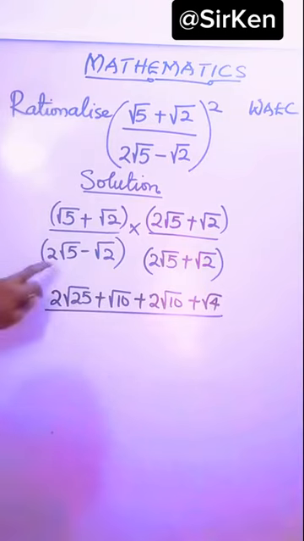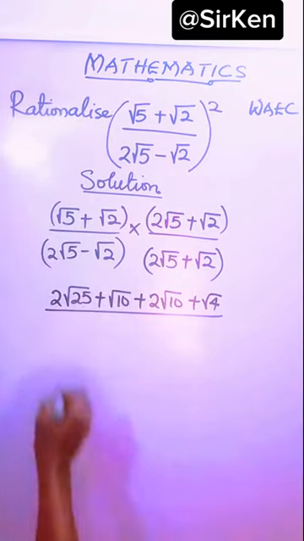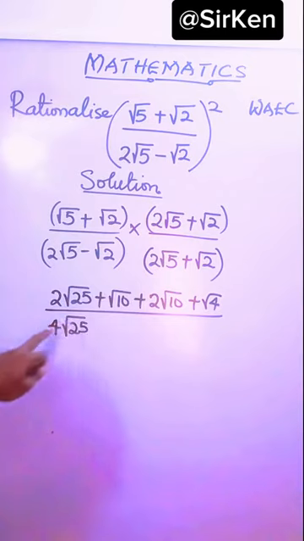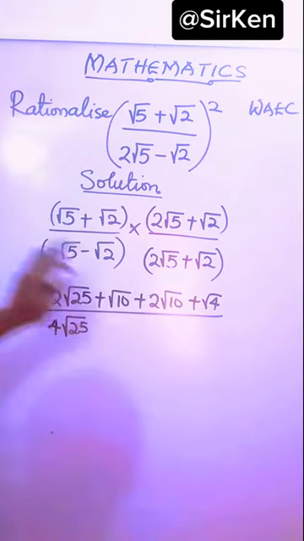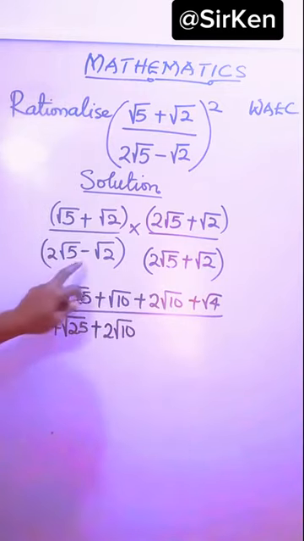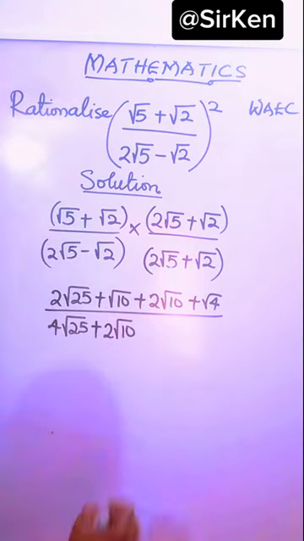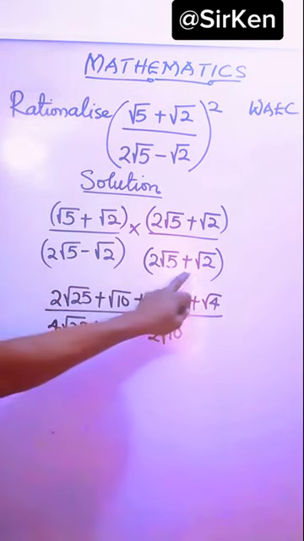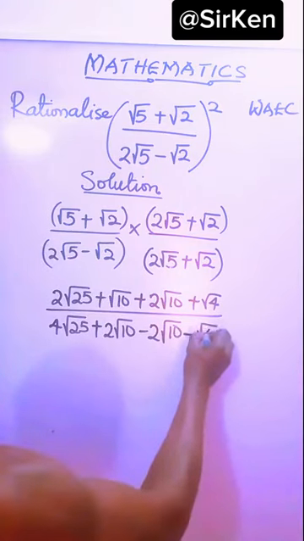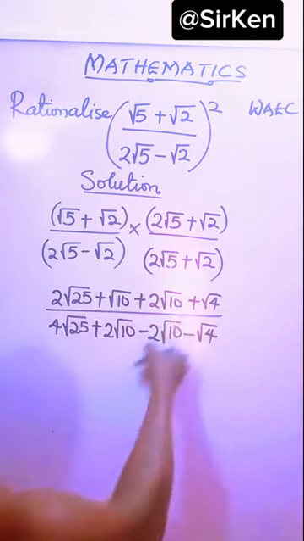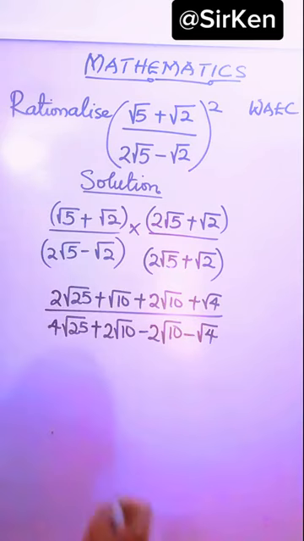All over 2 root 5 times 2 root 5 will give me 4 root 25. 2 times 2, 4. Root 5 times 5, 25. Then 2 root 5 times plus root 2 will give me plus 2 root 10. Then minus root 2 times this will give me minus 2 root 10. Then minus root 2 times plus root 2 will give me minus root 4. Please don't allow devil to use you. Don't say root 4 cancels root 4. Don't do that. So you just treat the numerator separately.